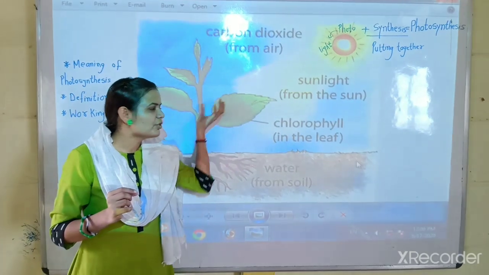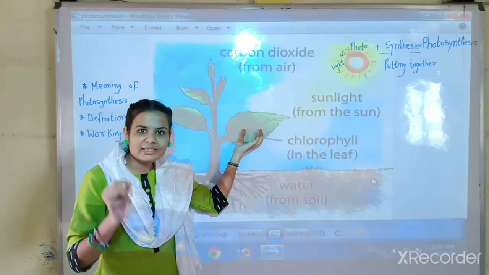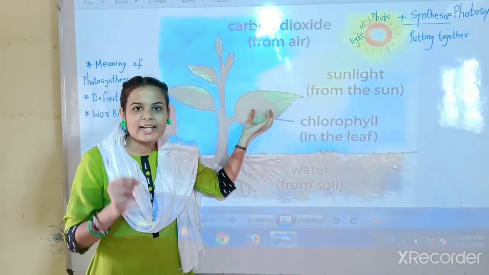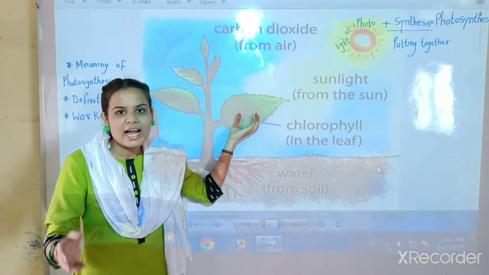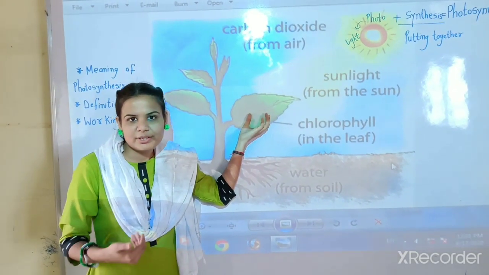Then after the process of making food, what happens, the food prepared in the plant is called sugar, and it gives out oxygen and water as a byproduct, and that oxygen we use for breathing.